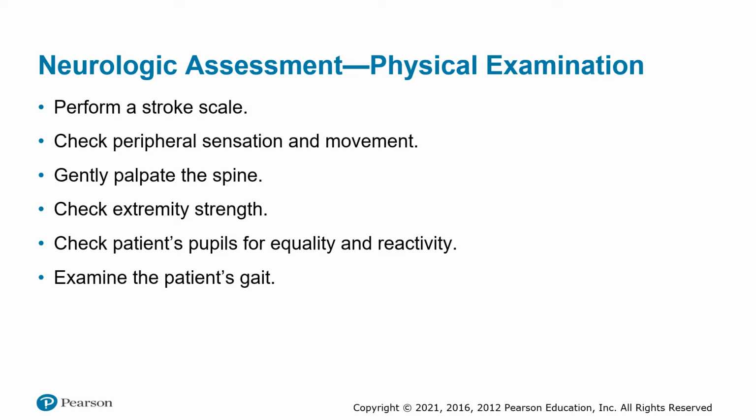In our physical exam, we're going to perform a stroke scale. Stroke scales we'll talk about later, but stroke scales determine whether or not the patient is having a stroke. You see the commercials for the FAST exam: face, arm drift, speech, and time is the FAST exam. Peripheral sensation and movement. So can they feel me touching them? Can they move their arms? Do they have purposeful movement when they move their arms? Gently palpate the spine. Check for extremity strength. Check the pupils for equality and reactivity, and examine the patient's gait or how they walk.